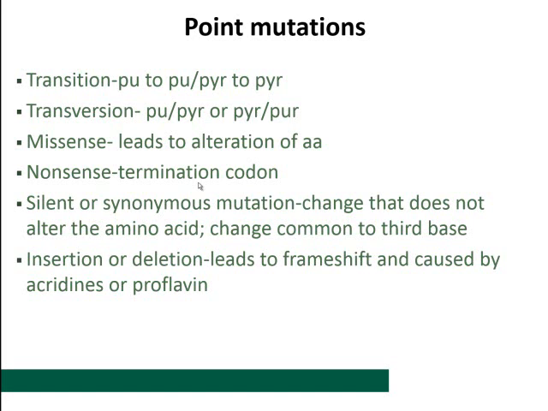Missense, which means that an alteration in one single base will lead to alteration of an amino acid. This is a missense mutation. Or nonsense mutation, when a codon is altered to become a termination codon. And so it leads to the formation of a truncated product or a termination of the formation of that product as well, depending on where the stop codon is inserted in the open reading frame.